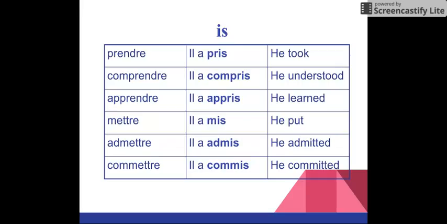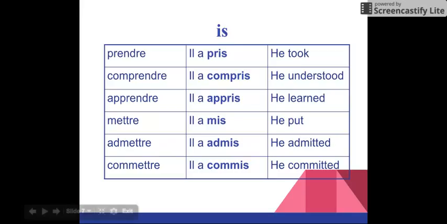We have mettre, which becomes mis. Il a mis, he put. Admettre, il a admis, he admitted, as in he admitted that he stole the book. Commettre, il a commis, he committed. He committed to making an effort to try to do better in his classes.